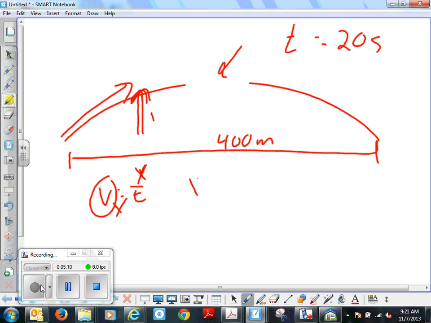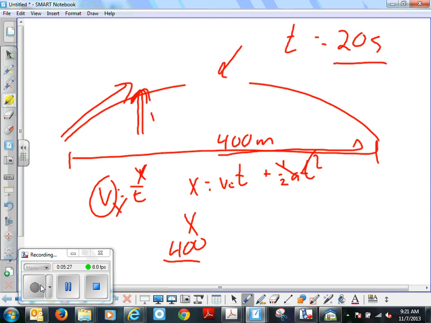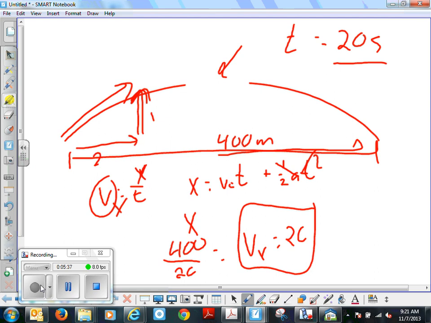Or you can use this formula, which is the same formula, plus 1/2 at squared, but there's no acceleration. So your x, which is 400, divided by, now does it take the total time to do this? It takes the total time, right? So divided by 20, so my velocity in the x direction is 20. So now I've got two parts of my triangle, 20 and 100. A squared plus b squared equals c squared.